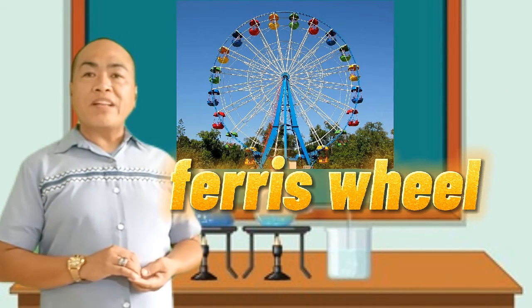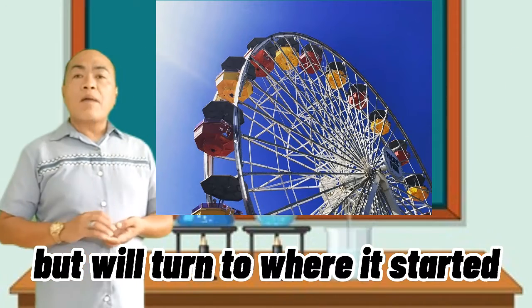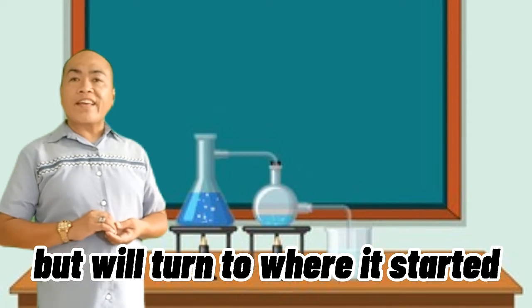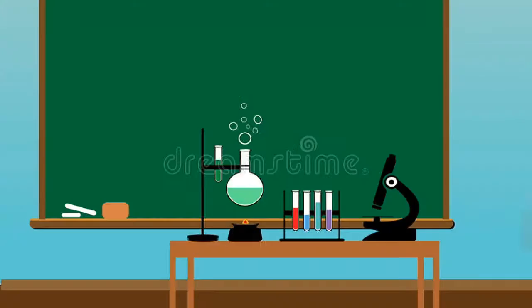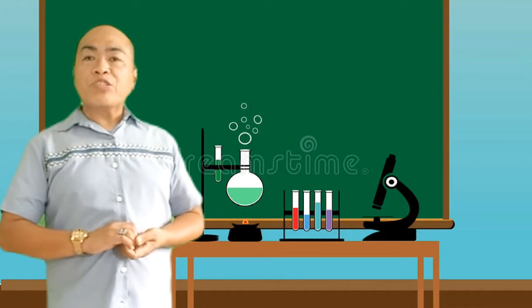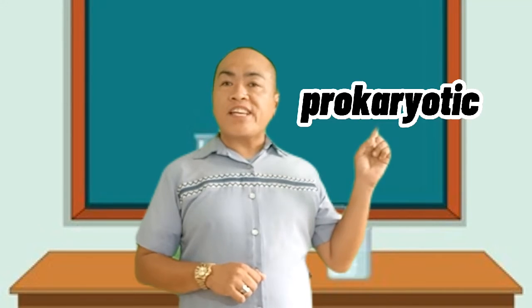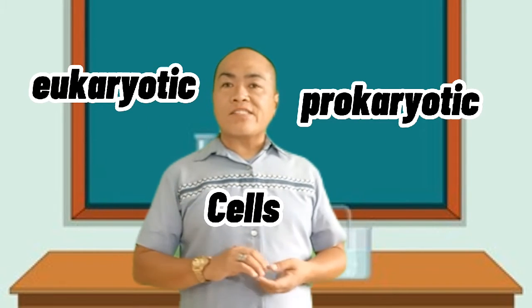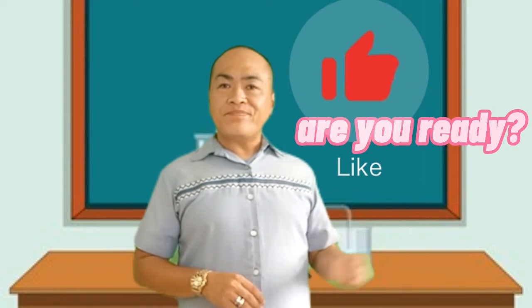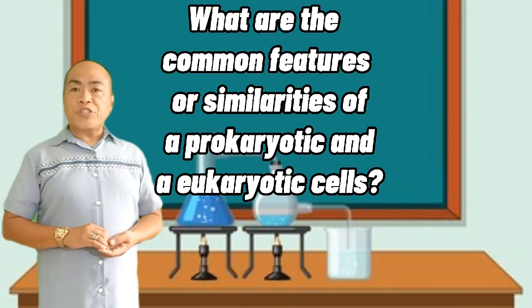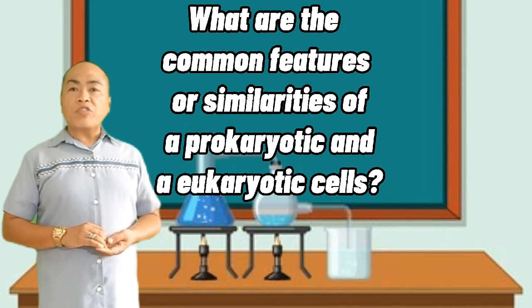Riding a Ferris wheel will take you up, but return to where it started, like a cycle. But before that, let's have a short review of our past lesson about the prokaryotic and the eukaryotic cells. Are you ready? What are the common features or similarities of a prokaryotic and the eukaryotic cells?